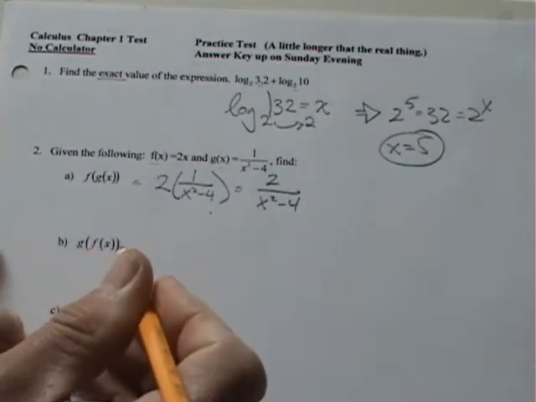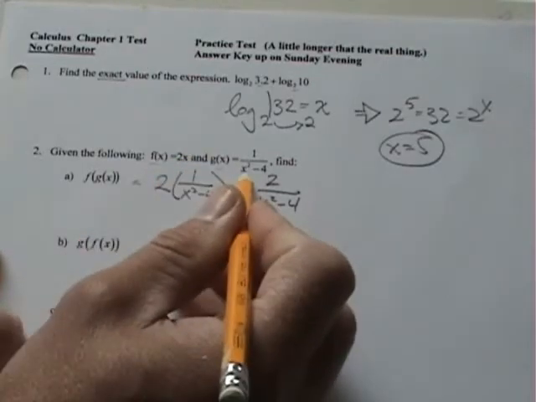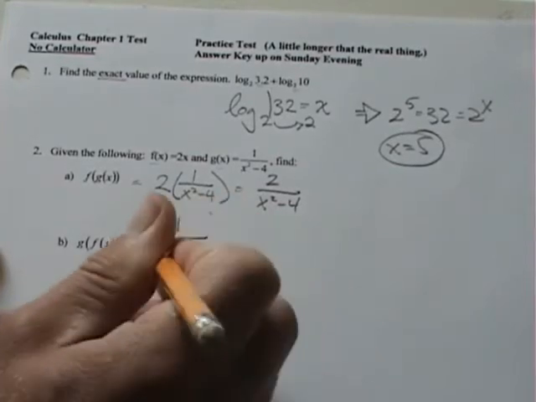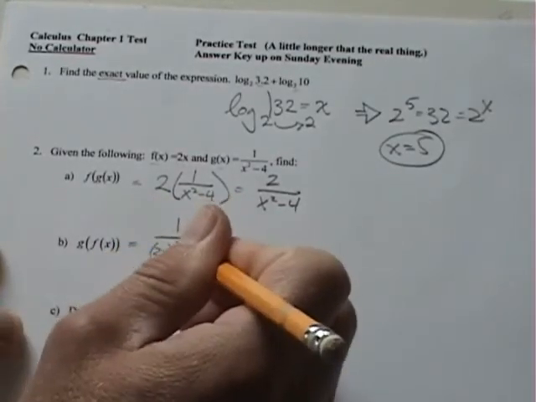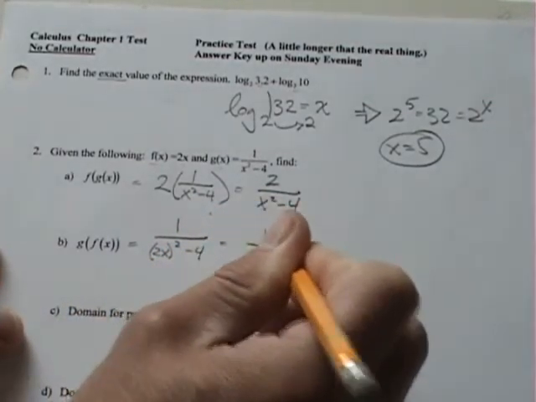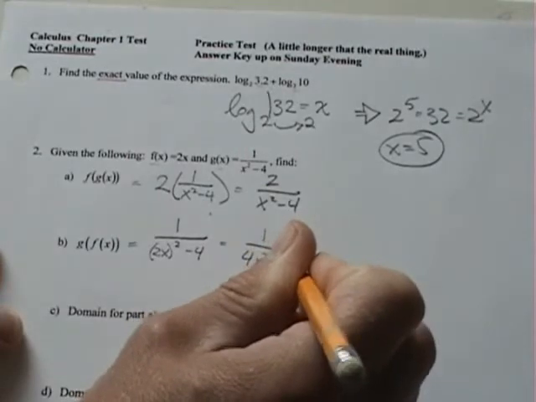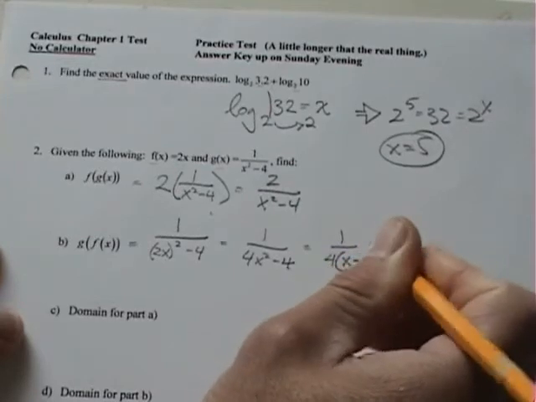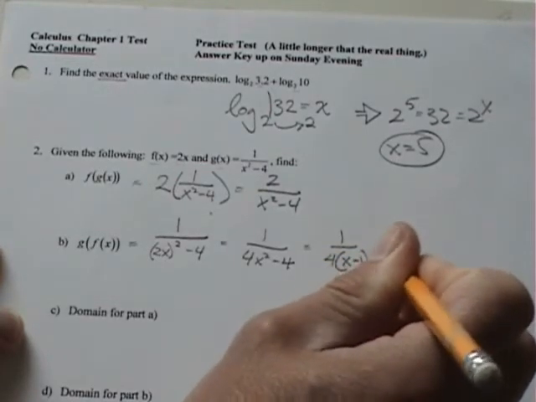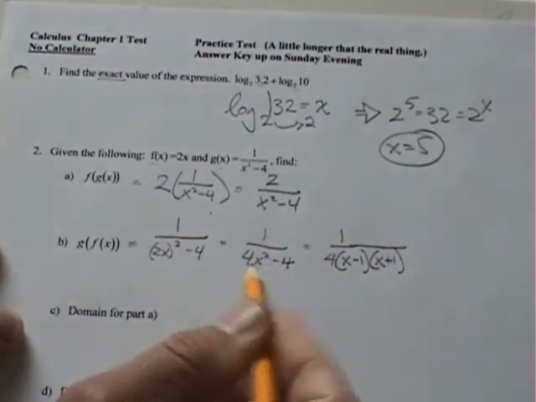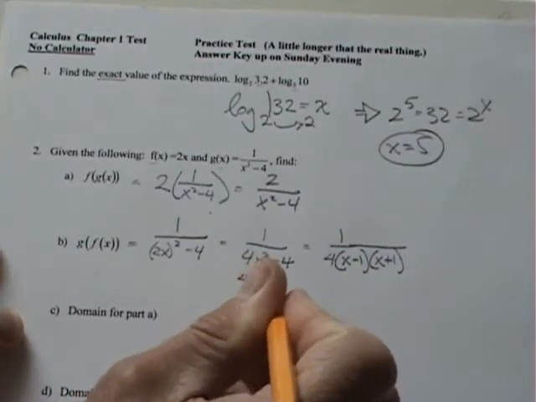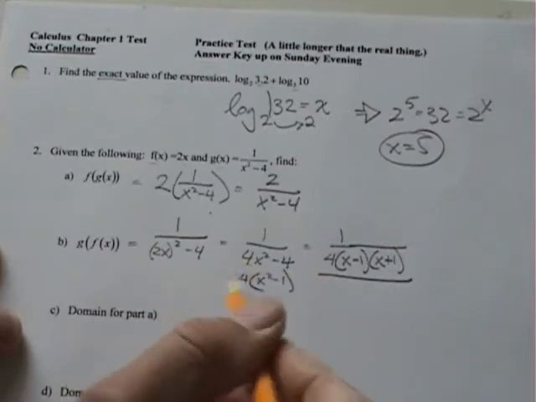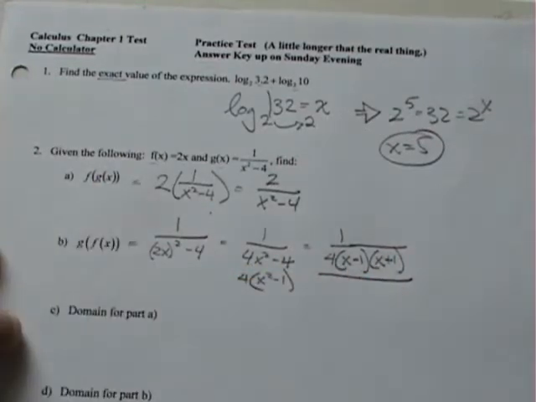G of f of x is then the reverse. So we take f of x, 2x, and we substitute that in there. That becomes 1 over, and in place of x being squared we put 2x, and then minus 4. That equals 1 over 4x squared minus 4, which equals 1 over 4 times x minus 1 times x plus 1. I've factored it out. I don't know if you need it in factored form, but you can take the 4 out from each of these and then factor it if you want.